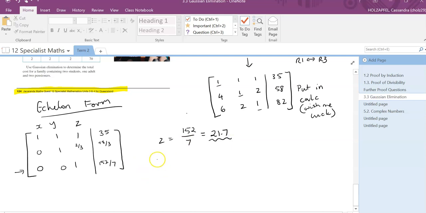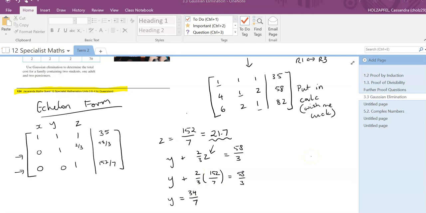Okay, so now for the next one, we'll look at this row here. So we've got 0 lots of x, 1 lot of y plus 2/3 of z should be equal to 58 over 3. So I'm just going to substitute my value for z now into this equation here and rearrange to solve for y. So I'm going to do this off screen and I'll come back. Okay, so I've just finished doing that calculation and the result that we got for y was 34 over 7.